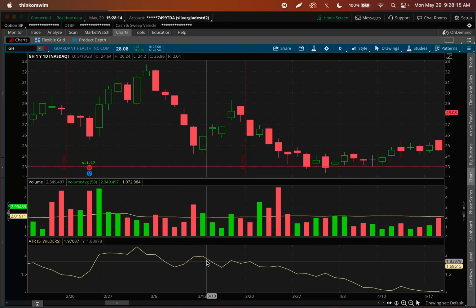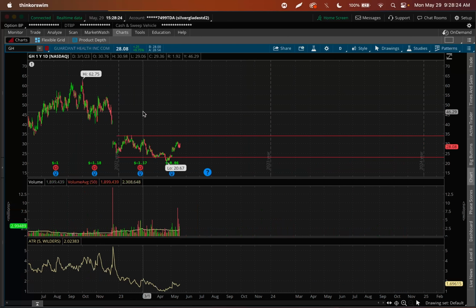So that is how I use ATR. That's how I use volume. In the next video, I'm going to show you my double filtration process so that you can understand how I'm actually picking these stocks, GH, TWKS, and getting to the point where I'm now looking at ATR and volume.